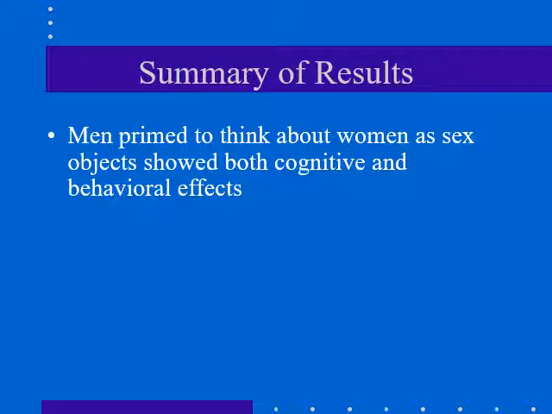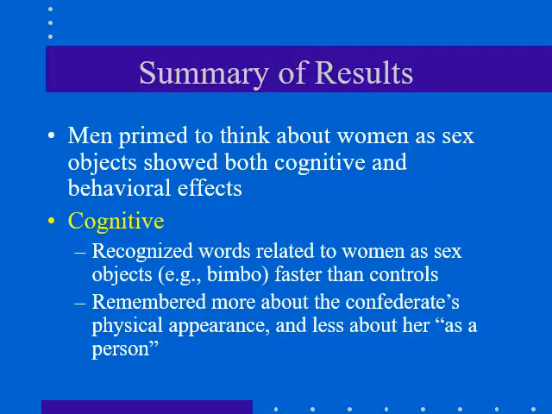To summarize, men primed to think about women as sex objects showed both cognitive effects and behavioral effects. Cognitive effects included recognizing words related to women as sex objects, like babe and bimbo, faster compared with the control group, and remembering more about the Confederate's physical appearance and less about her biographical information, who she was as a person. It kind of paid more attention to her body than her bio.